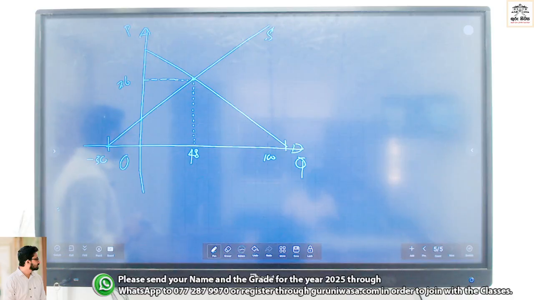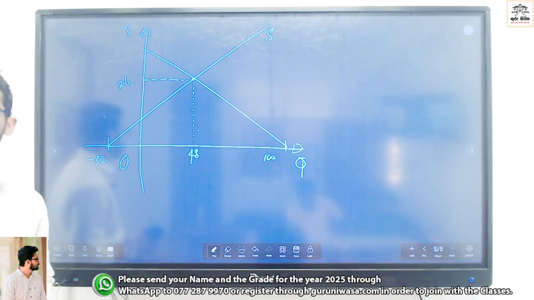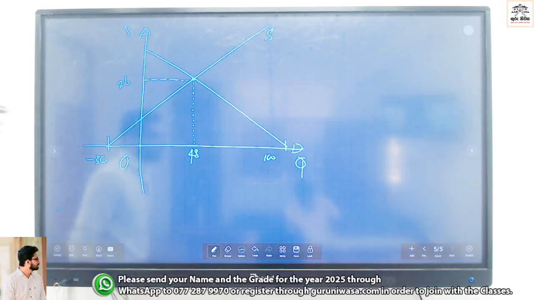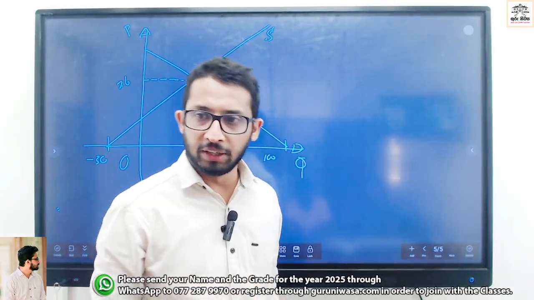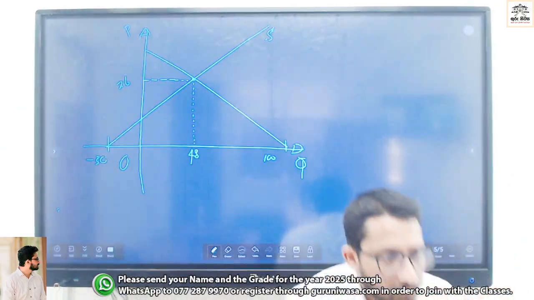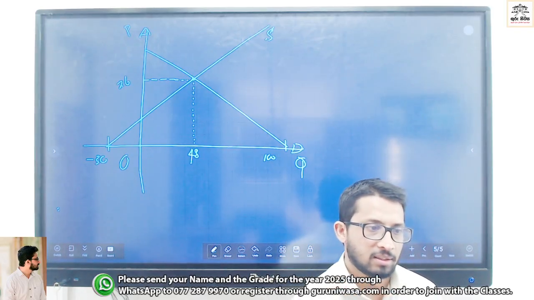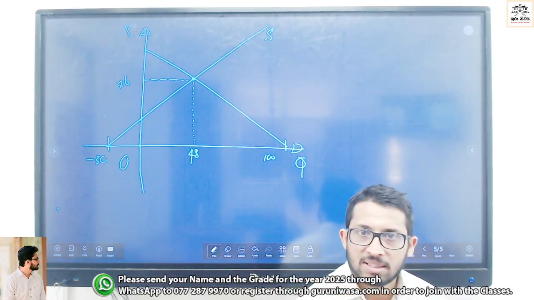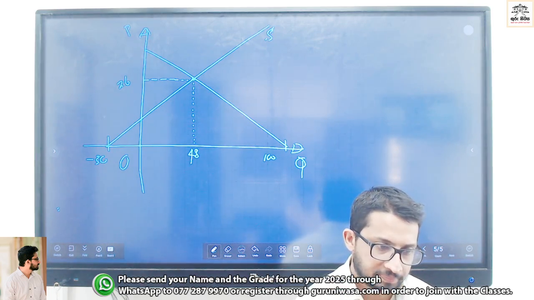What are the questions? First one, derive the demand and supply equations. Second one, equilibrium price and quantity. It's given, no need to calculate. Third one, consumer surplus. I'll give you 10 minutes. It's a different one. Now, a graph has been given. You need to derive the demand and supply equations. Give it a try.